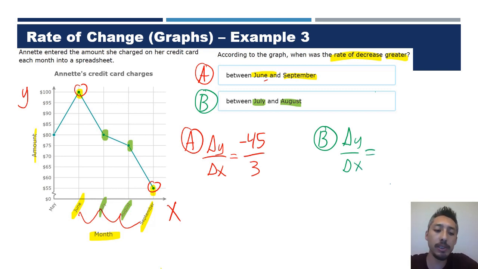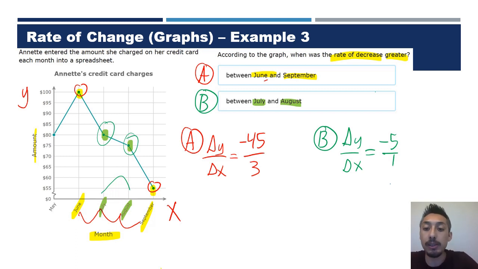The rate of change is pretty simple. We're just going from July to August, so that is a change of 1 month. So that's pretty straightforward. So 1. For change of y, we start with $80 and then we go down to $75. So that drops by $5.